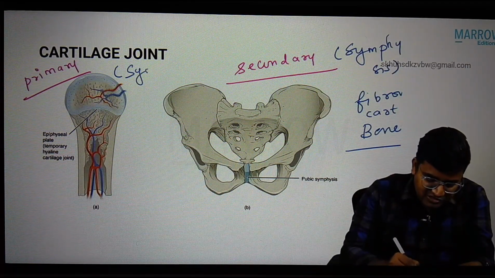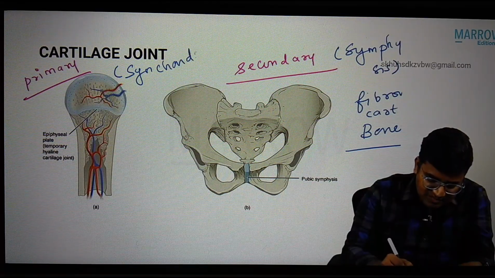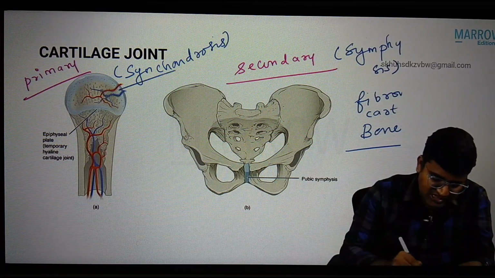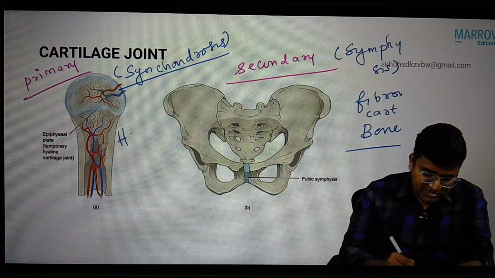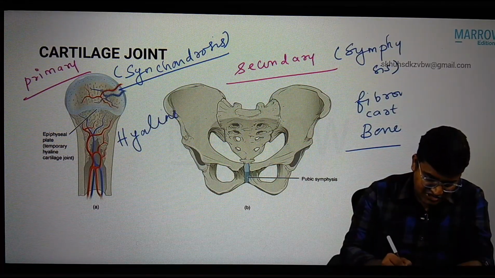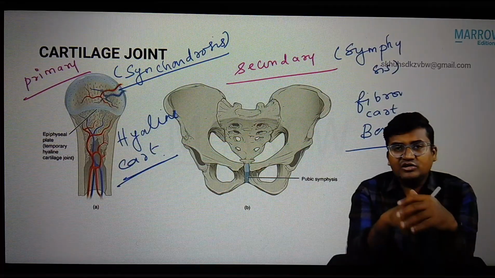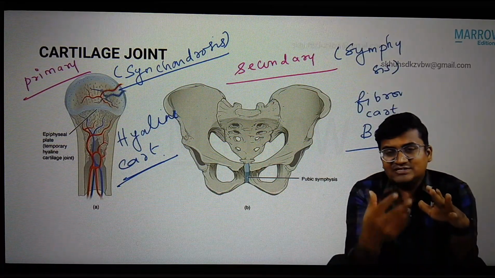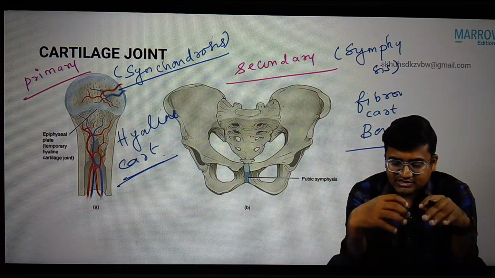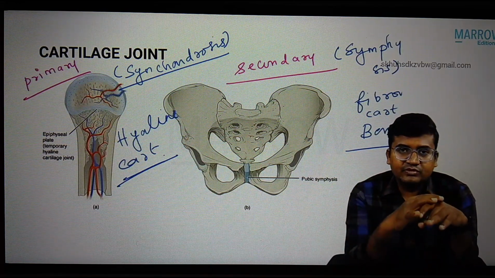Primary cartilage joint, otherwise known as synchondrosis type. Now what cartilage is present between the two bones? Here, hyaline cartilage. So in synchondrosis type, the hyaline cartilage is present between the two bones. In the symphysis type, the white fibrous cartilage is present between the two bones.